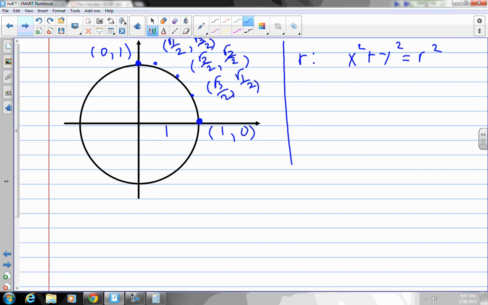So this is a general circle centered at the origin still. Now remember, we agreed, every time I draw these little triangles, it's irrelevant how big those triangles are. The ratios will stay the same. Okay. Are you ready for that?